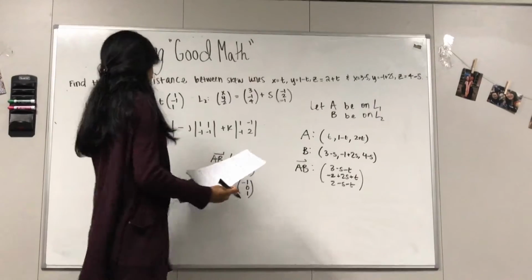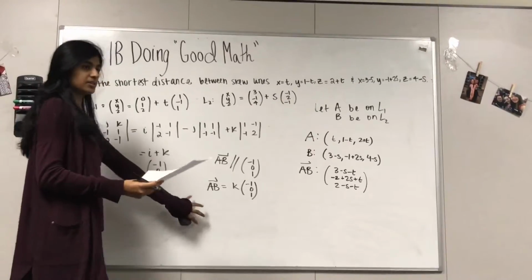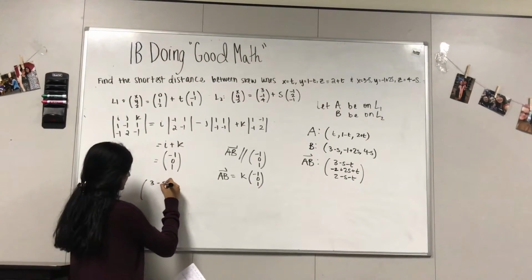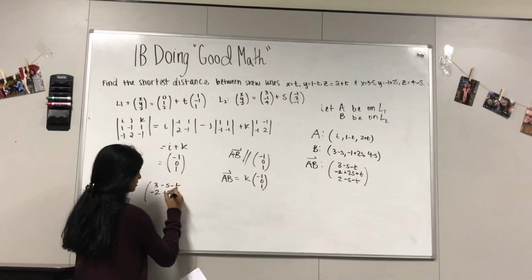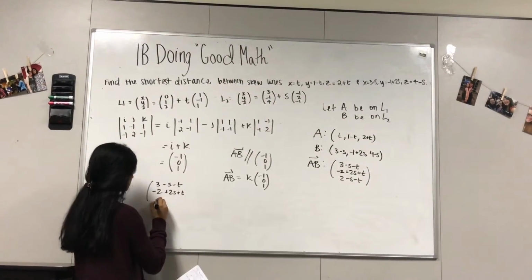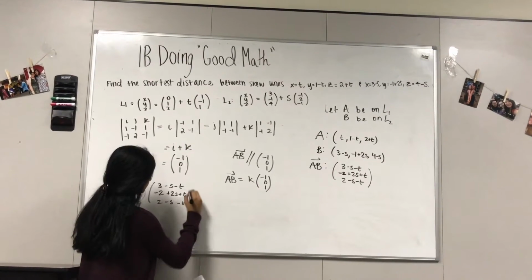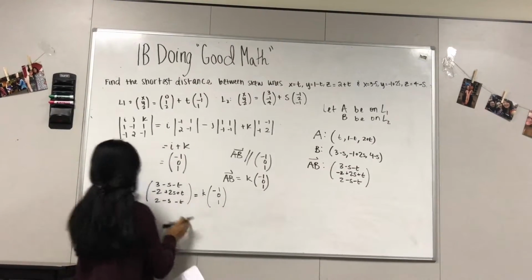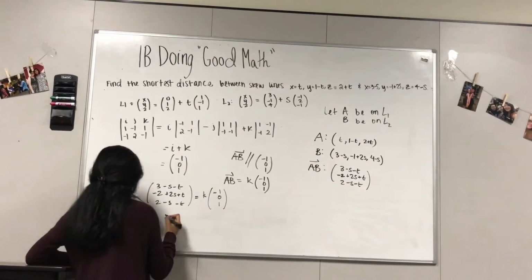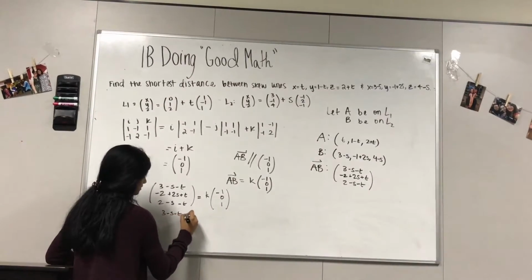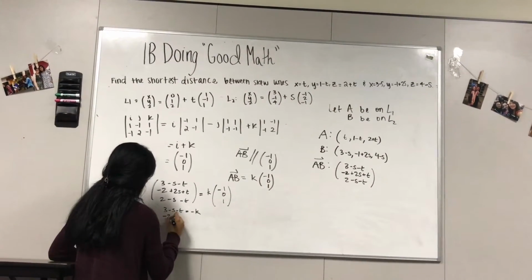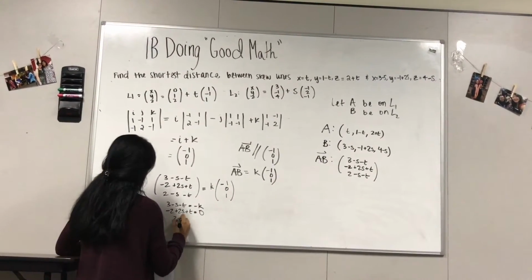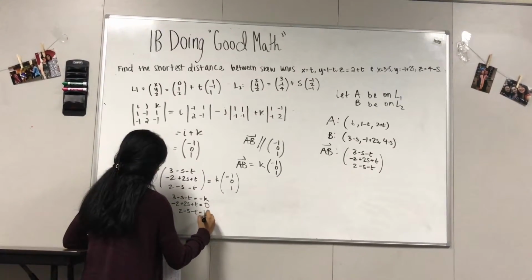So we can equate these to find k and get 3 sets of equations to solve for the unknowns. Okay, so we have our vector AB is 3 minus s minus t, -2 plus 2s plus t, and 2 minus s minus t. It's going to equal k of -1, 0, and 1. So using this, we can get 3 equations, which would be 3 minus s minus t equals -k, and 2 minus s minus t is equal to k.